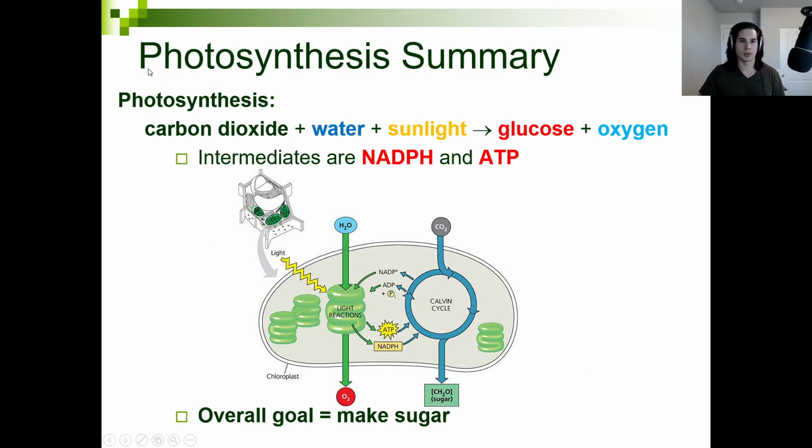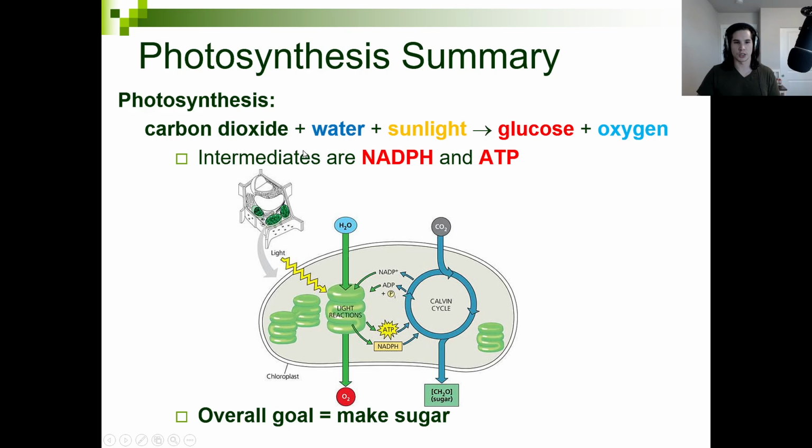Okay, so here's the summary. You've got carbon dioxide, or CO2, you have water, and you have sunlight. We know that carbon dioxide is used in the Calvin cycle. We know that water is used in the light reactions. We know that sunlight is used in the light reactions. And all of that funnels into glucose, and then oxygen is the byproduct.